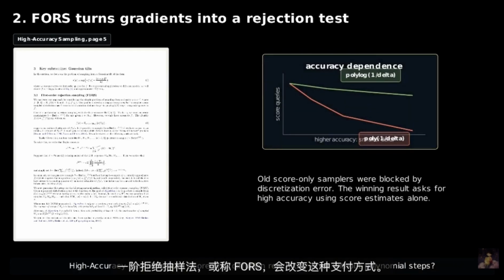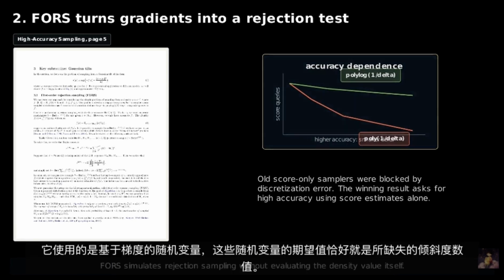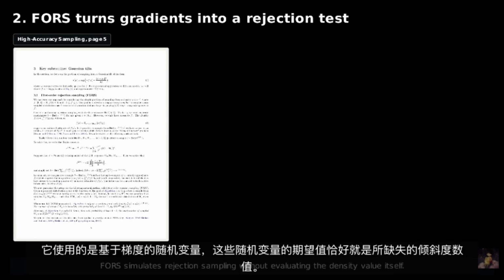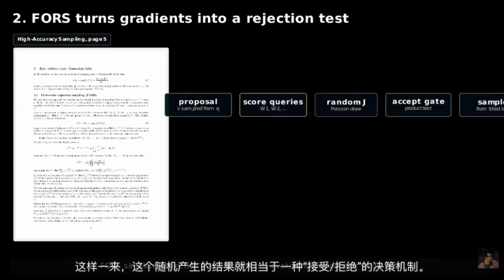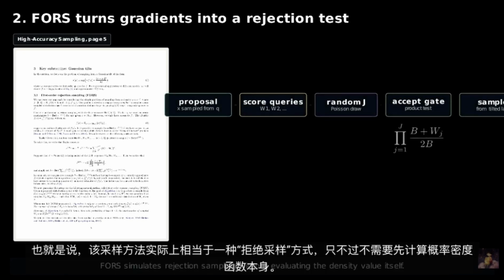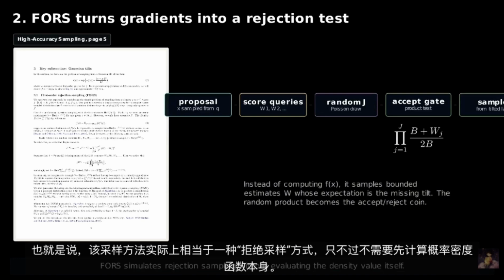First-order rejection sampling, or FORS, changes that payment. It uses gradient-derived random variables whose expectation is the missing tilt. A random product then becomes the accept-reject coin, so the sampler behaves like rejection sampling without evaluating the density itself.